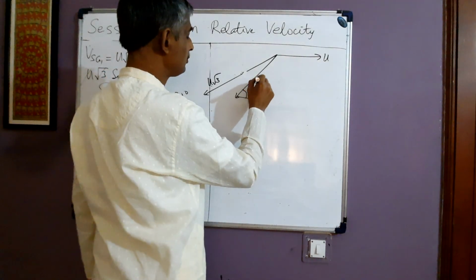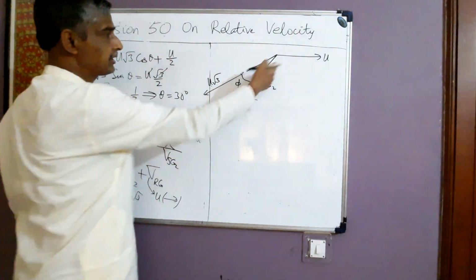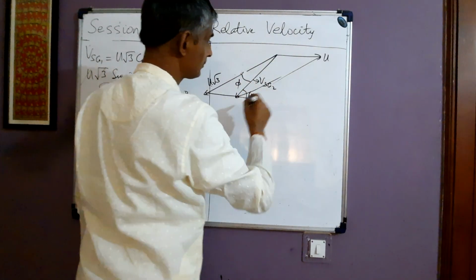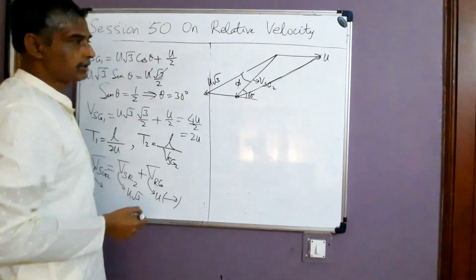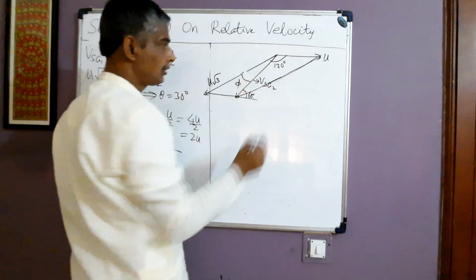This is VSG2. This angle is say phi. Now this is the diagram of the parallelogram. These are the two adjacent sides. We complete the parallelogram. Now this is 60 degrees, so this is the interior angle. It is 120 degrees.